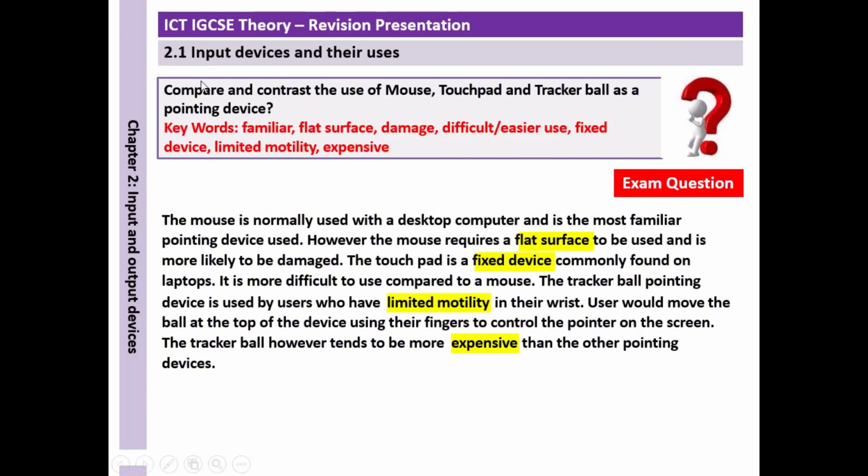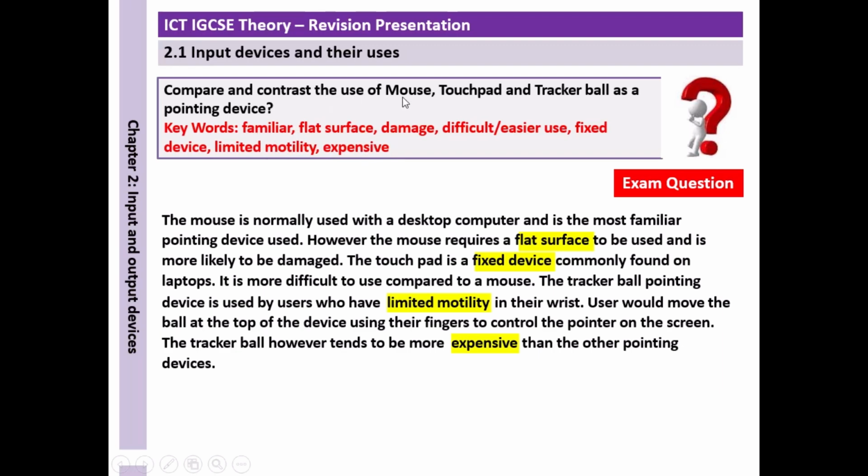Another question. Compare and contrast the use of a mouse, touchpad, and trackball as a pointing device. So the keywords to use here: familiar, flat surface. Flat surface will go to the mouse, which is familiar to everyone. Mouse also will need a flat surface. Mouse can damage easily. Touchpad, this issue is not there, easier to use. Trackball: fixed device, limited utility, expensive. These are the words you can use when answering this question.